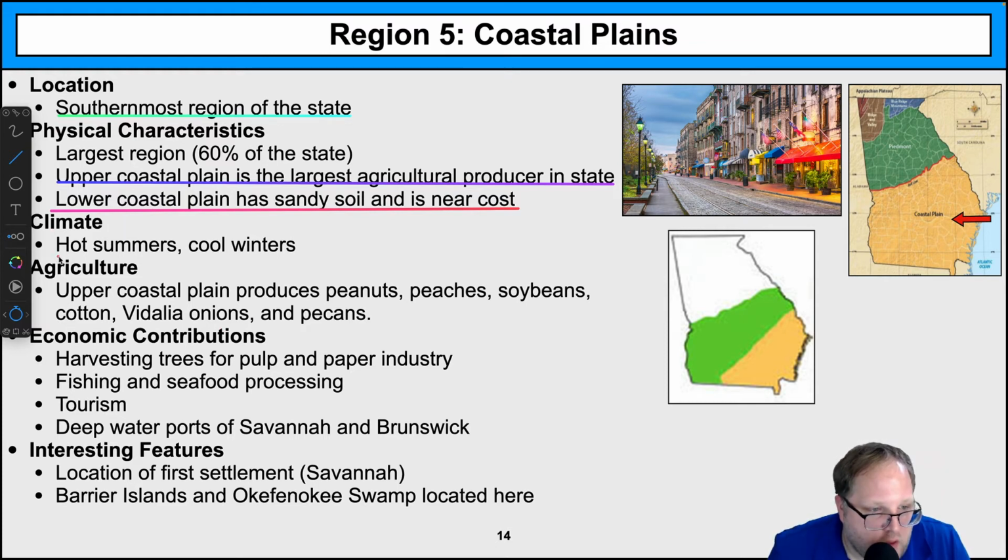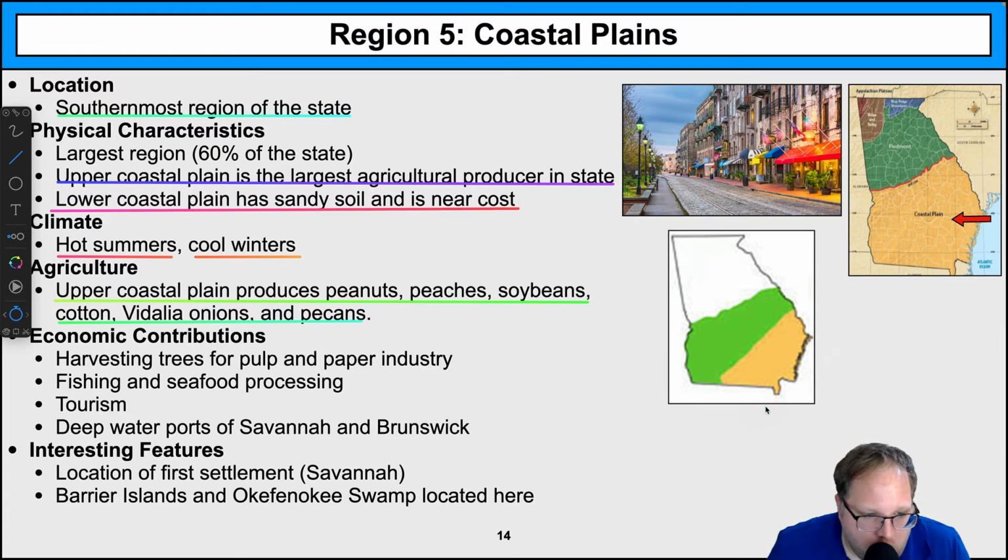This area, like the Piedmont, has very, very hot summers, but it does not get as cold there in the winter. In the Upper Coastal Plains, this green region right here, there is a significant amount of agriculture. This is the most agricultural part of Georgia, and they produce crops such as peanuts, peaches, soybeans, cotton, Vidalia onions, and pecans. We need to know that these are the primary economic contributions in this upper part of the Coastal Plains.